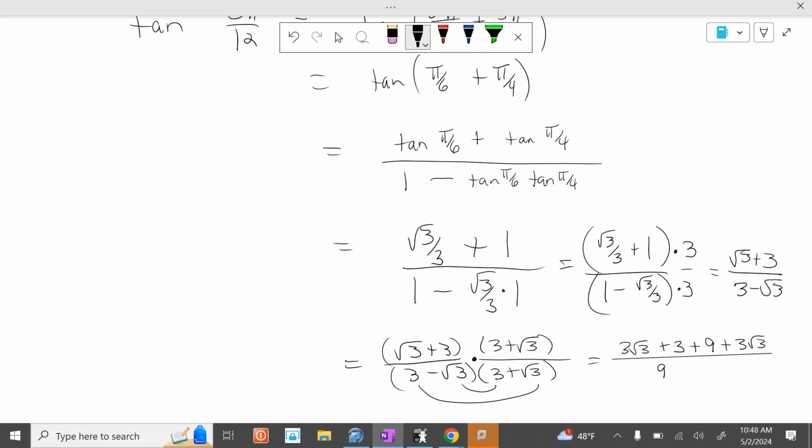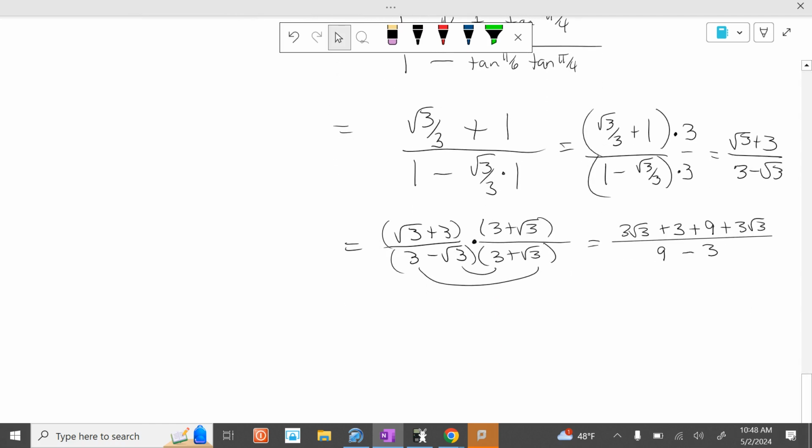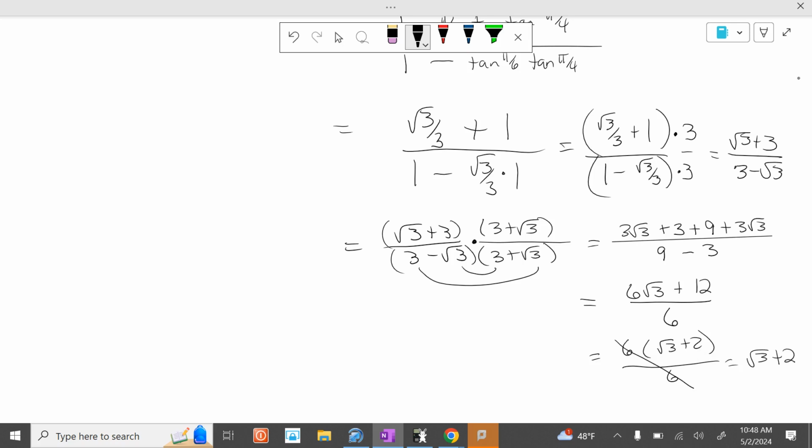Outers and inners and conjugates always, always, always cancel. So we don't have to do outers and inners. Last times last, minus 3. So we get 3 square root of 3 plus 3 square root of 3, which is 6 square root of 3. 3 plus 9 is 12 over 9 minus 3 is 6. If we factor out a 6, I get square root of 3 plus 2 over 6. The 6s cancel, so it's just square root of 3 plus 2.